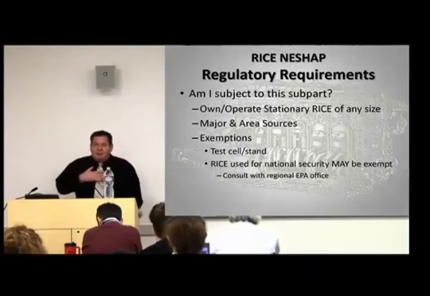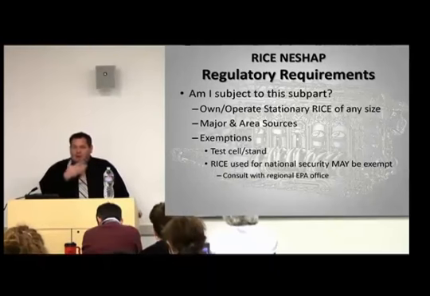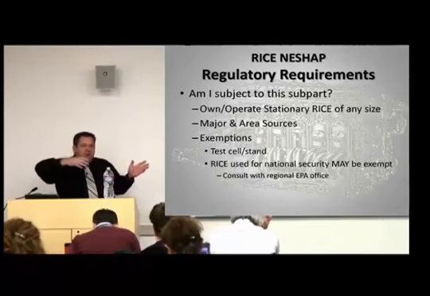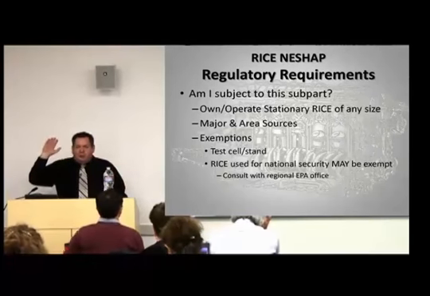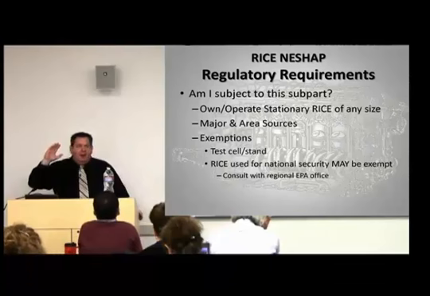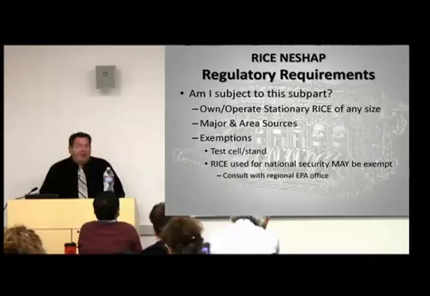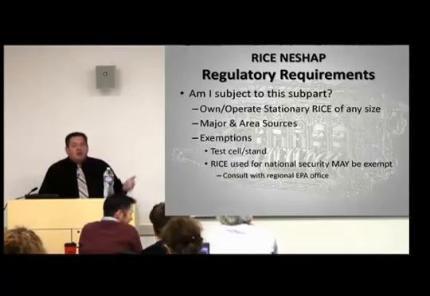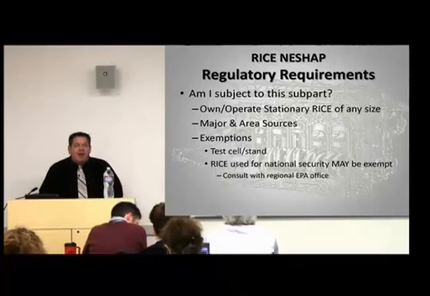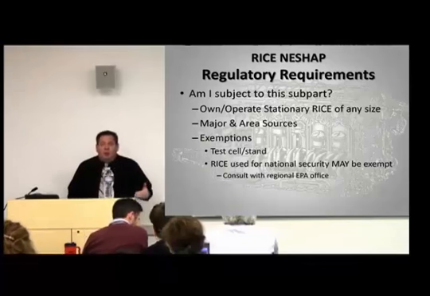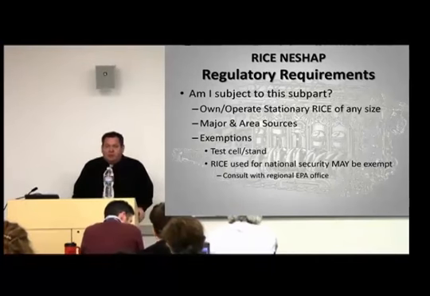So if I'm in the business of manufacturing aftermarket turbochargers, and I have a whole wall bank full of various engines to test my turbochargers before I ship them off to my distribution system, I'm a test cell, test stand, but I'm not exempt from the regulation. There might be one other exemption, and that is that if a RICE is used for national security purposes, the owner or operator of that RICE can petition the regional EPA office. This is one of those instances where they're very specific that they need to petition the regional EPA office.